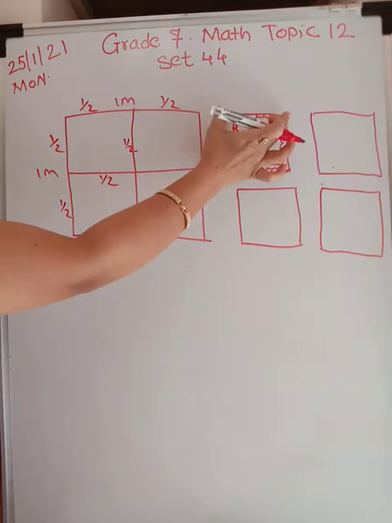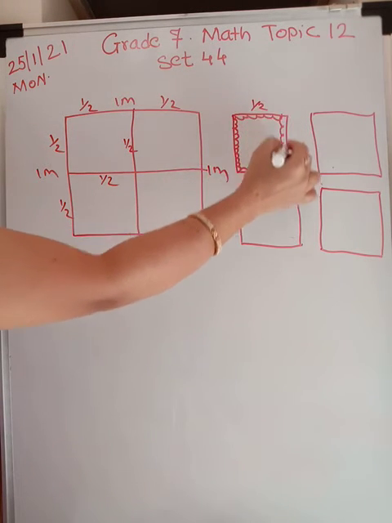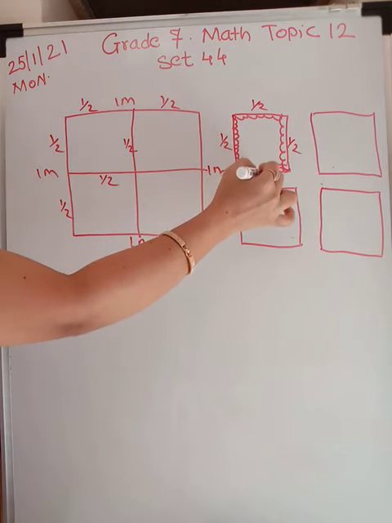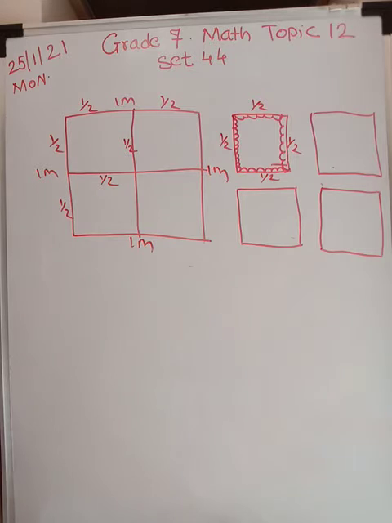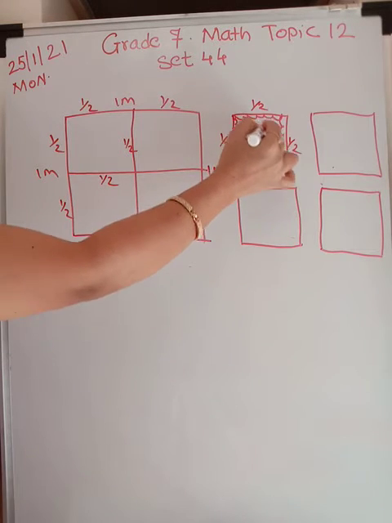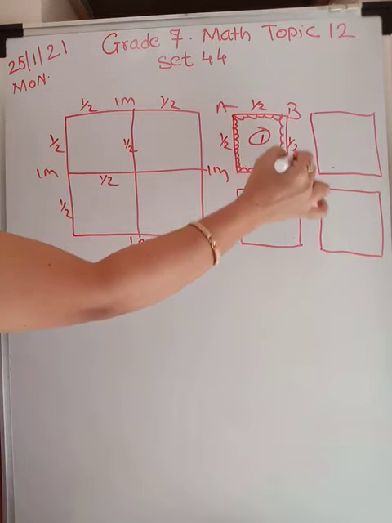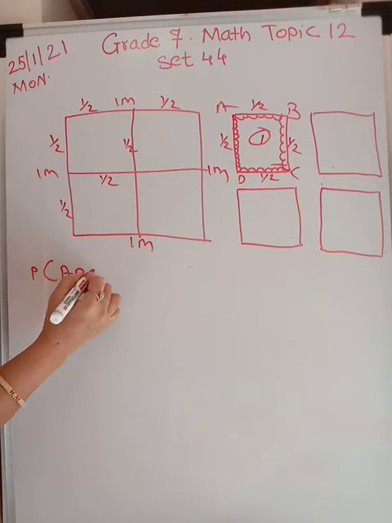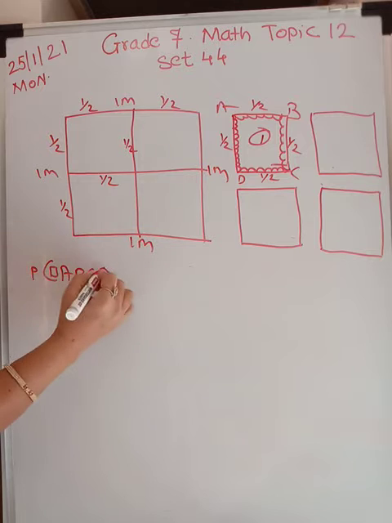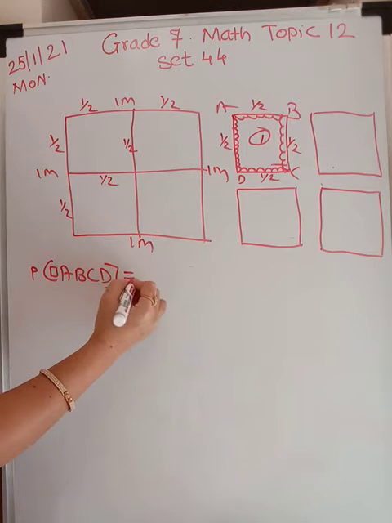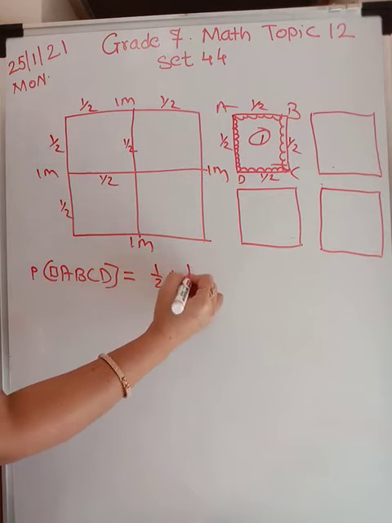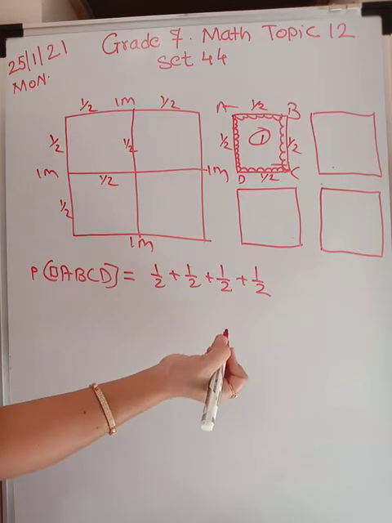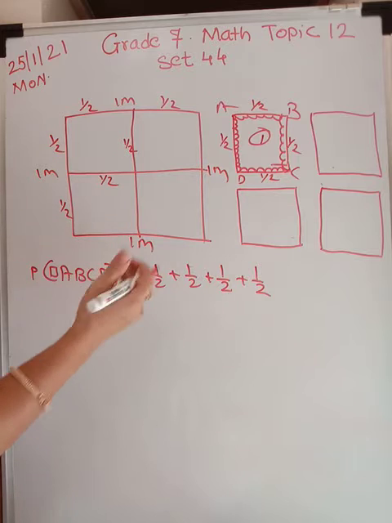meter. So length of this lace is half. Length of this lace is half. Length of this lace is half. And this lace is also half meter. Now what is perimeter of this first square? I will give the names A, B, C, D. So, perimeter of ABCD, you may say square, will be equal to half plus half plus half plus half.